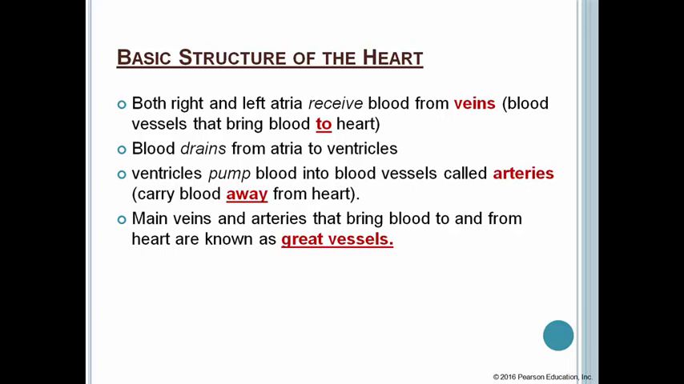So again, those main arteries and veins that are bringing blood to and from the heart are known as the great vessels. So we'll talk about the aorta in much detail, and we'll also talk about the pulmonary trunk.